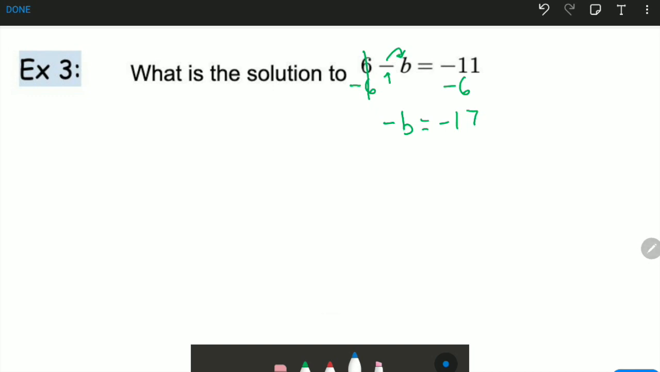To finish this off, we still have to get b by itself. Remember that there are some implied numbers in math. One of them being if there is no number in front of a variable, it's implied to be 1. So we have a negative 1b. So to finish it off, we'll divide both sides by negative 1, leaving me with b equals 17. And there we have it.